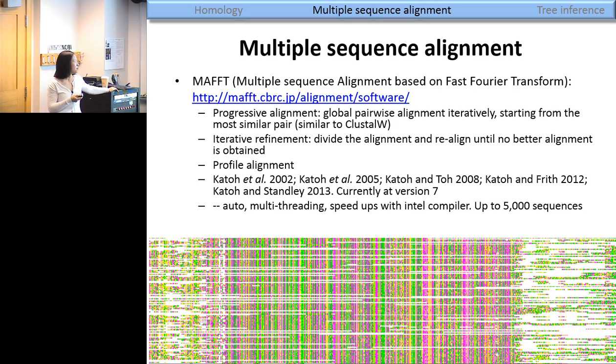So it does progressive alignment. MUSCLE does iterative alignment as well. So basically, it divides the alignment and realigns each part, divide and conquer, and puts them together, and does it over and over again until no better alignment can be found. They also do profile alignment. So if you have an existing alignment that is good and you want to align next-gen reads, short reads, into your existing alignment, MAFFT does that. Actually, some of the more recent updates of MAFFT are to be compatible with next-gen data types. So yeah, this is my daily tool.